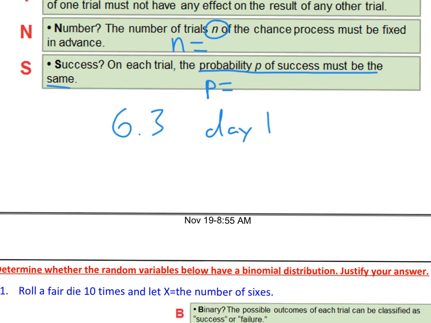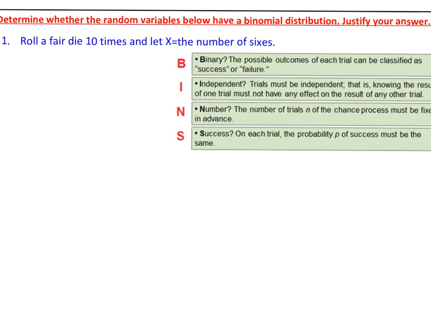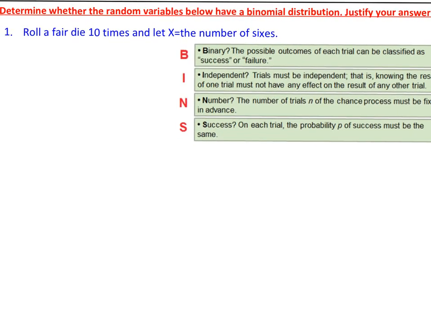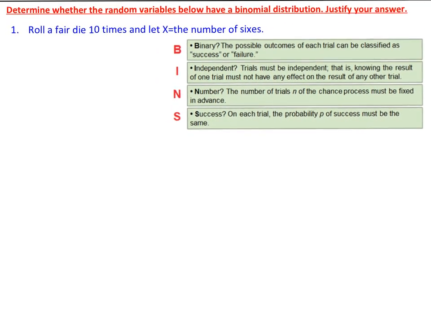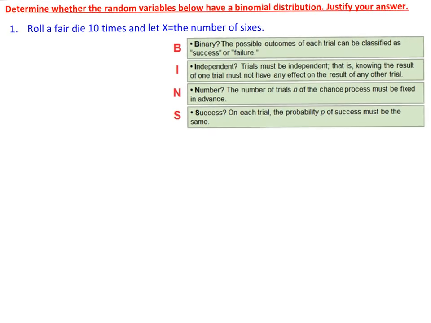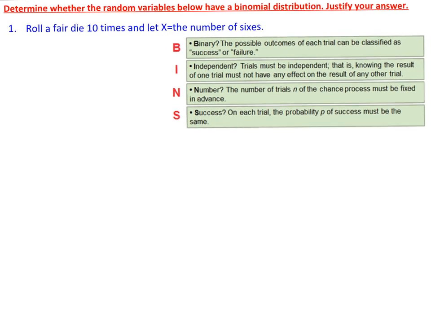Now, before we get into any problems, I just want to run through a few of them to get you thinking about, hey, does it meet all these conditions? Okay, roll a fair die 10 times and let x, our variable, be the number of 6s that you get.